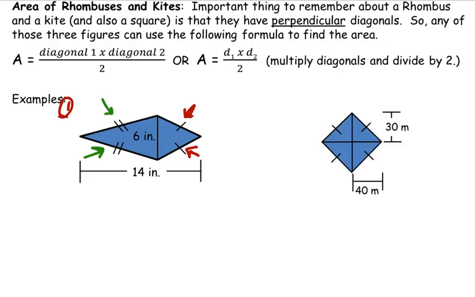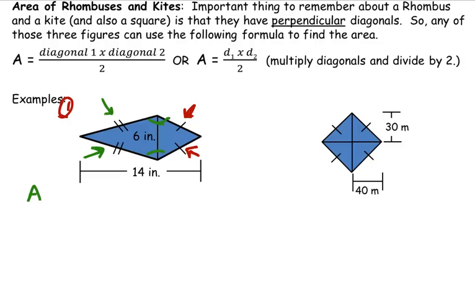Okay, so we have a kite. Remember, I'm just reminding you of some things. These two angles right here, the opposite angles where the non-congruent sides meet, those are the congruent angles. Okay, so let's take a look at how the area formula works.